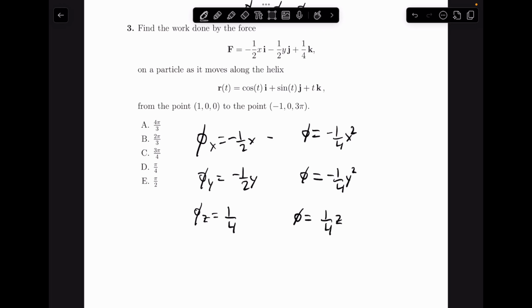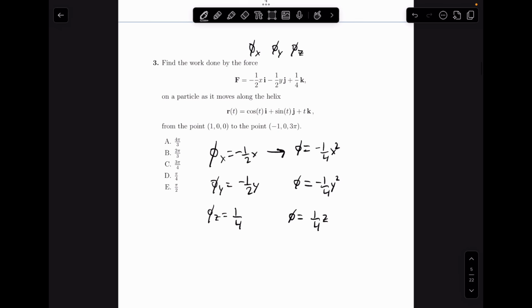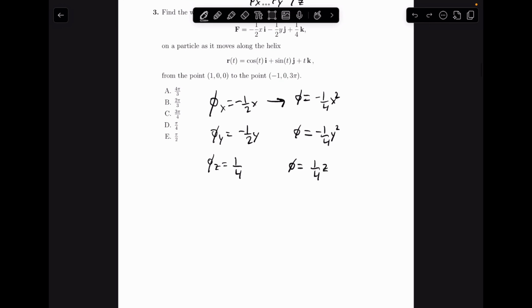1/4 z. Okay. And what we need to really do is find all the unique components that we got from this step right here, add them all up, and that's our total phi, if that makes sense. So our total phi is going to be equal to negative 1/4 x squared minus 1/4 y squared plus 1/4 z.